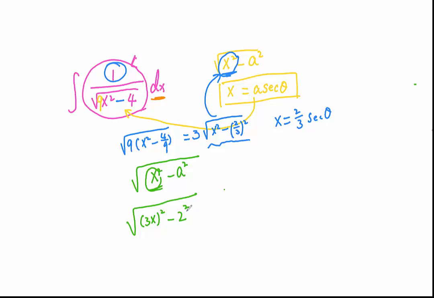Can this work? Yes. How can we continue here? Instead of x equals a secant, now we have 3x equals a secant theta. So the a secant will be 2 secant, right? Yeah. So what is my x right now? My x is 2 secant theta over 3, right?